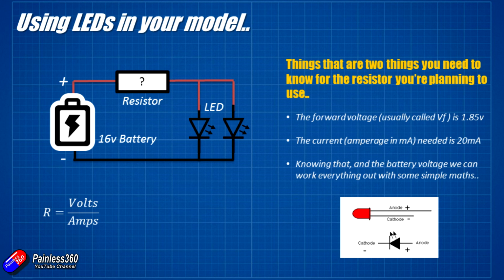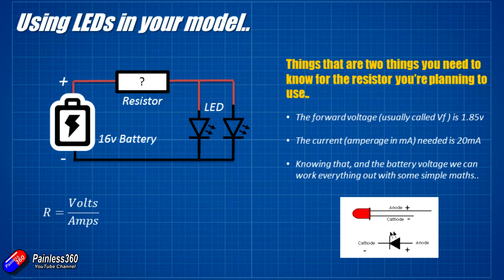But because the LEDs are mounted in parallel, we only need to drop 1.85 volts. Because we've connected all the anodes together and all the cathodes together, and one LED would drop 1.85 volts, it doesn't matter how many we put by the side of it, that's not going to change.